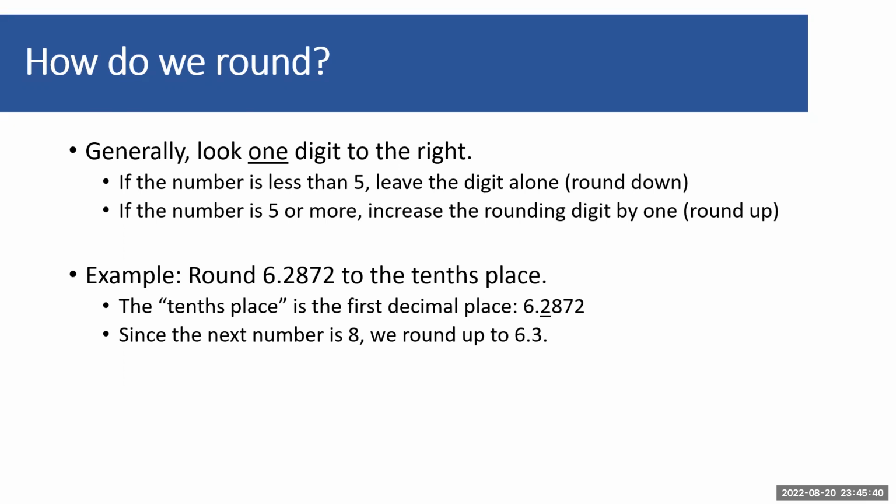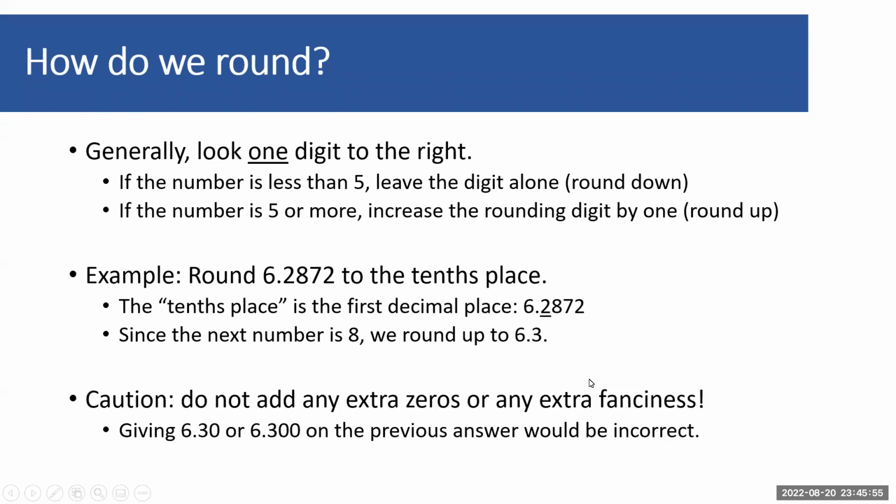So for example, say we round 6.2872 to the tenths place. We know that the tenths place is this first decimal place. If we look to the right, we see 8 is that digit. That's bigger than 5, so we're going to round up. To the tenths place, we would have 6.3.